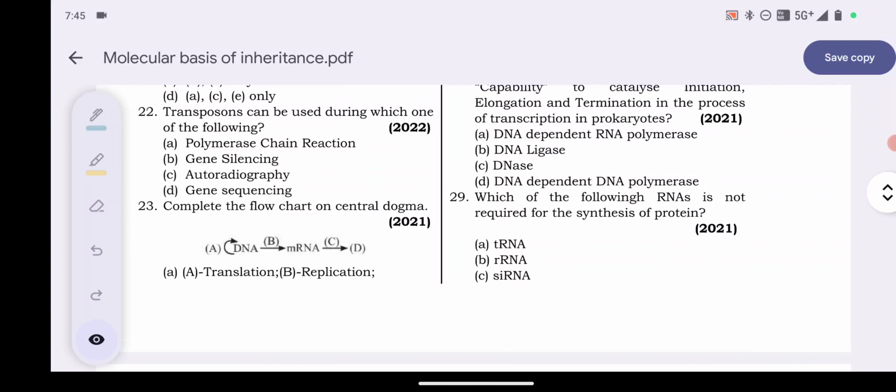Question number 22. Transposons can be used during which one of the following? Polymerase chain reaction PCR, gene silencing, autoradiography, gene sequencing. So transposons can be used during gene silencing. Option B. Explanation: the source of the complementary RNA for RNAi could be mobile genetic elements that are transposons that replicate via an RNA intermediate. So option B is the answer.